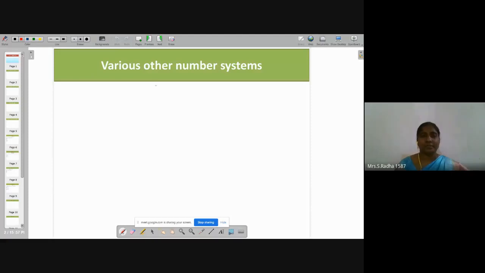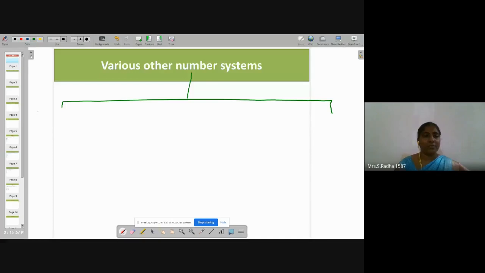We have, apart from the four: binary, octal, decimal, and hexadecimal. Apart from those, we have other types of classification.